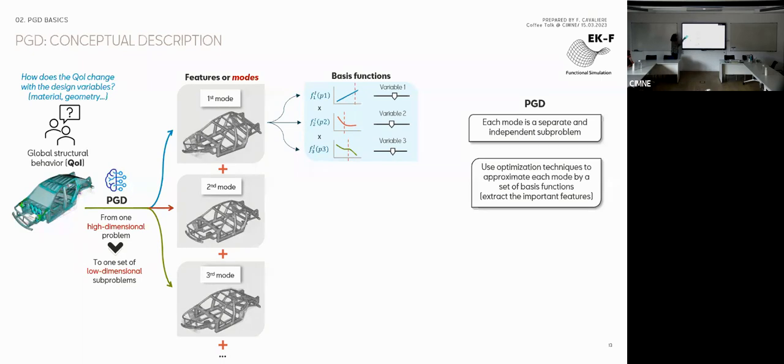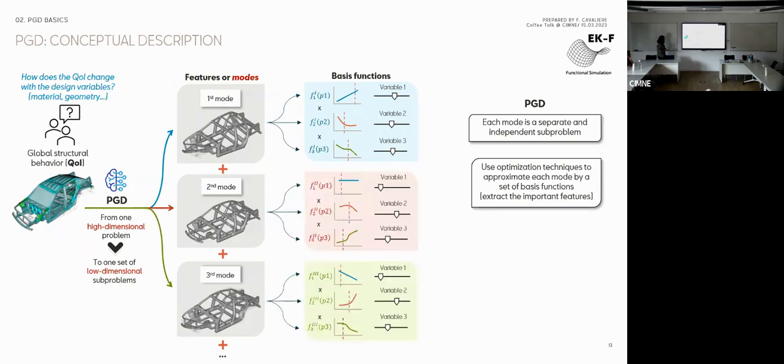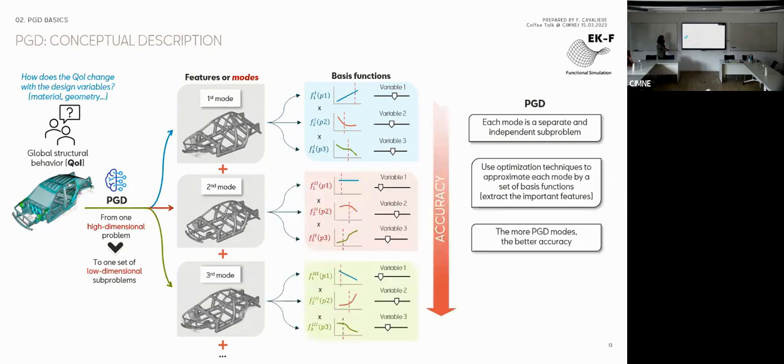So basically we go from a very complex, high-dimensional problem, we split it into lower-dimensional problems, where we depend on finding, through optimization techniques, the best basis functions that better describe our sub-problem independently, each one from the other. And at the very end, we do it for every mode. We said it already, but by adding more PGD modes, we increase the accuracy of the results. So it's up to us. And finally, again, everything here is based on the governing equations of the problem. So this is physics-based.